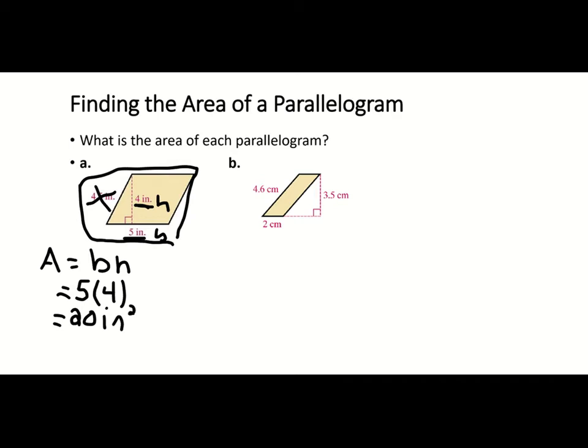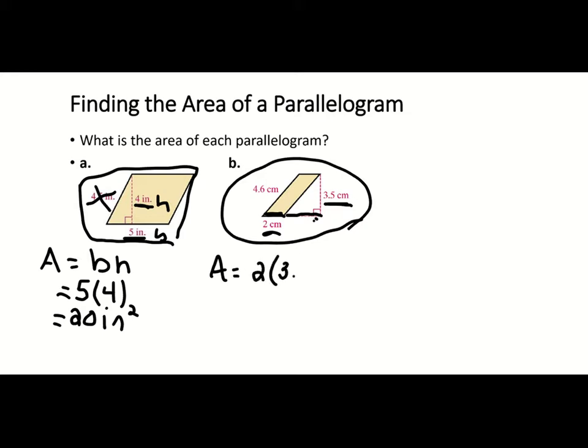All right, for B, again, I need to locate the height and the base, and I do have 3 values here. But you're looking for that perpendicular segment. That's your height, and it's always going to be connected to the base. Even though this is a long line, here is my base. It's going to be the 2. So when I find my area, I'm going to do 2 times 3.5, and that is going to give me 7 centimeters squared for the area of that parallelogram.